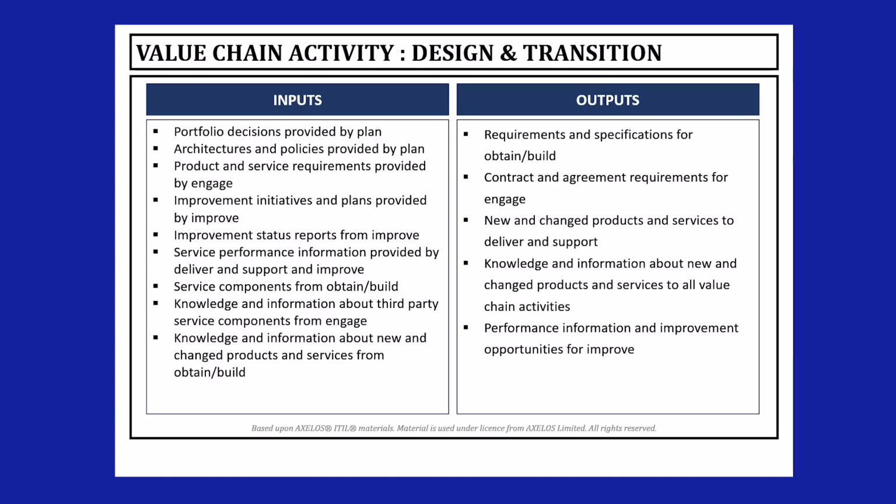From an output perspective, we will get the requirements and specifications. So after performing this design and transition activity, we are very clear with the requirements and specifications, right? We have the contract and agreement requirements, which are clearly documented. We know what the new service or the changed product this particular service is going to provide. Knowledge and information about new and changed products and services, performance information and improvement opportunities. All these are some of the outputs from design.